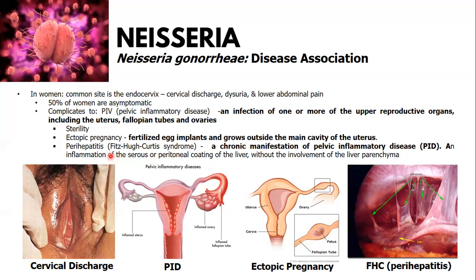Perihepatitis is also another chronic manifestation of pelvic inflammatory disease. This is also known as the Fitz-Hugh-Curtis syndrome. This is an inflammation of the serous or peritoneal coating of the liver, as you can see in this picture, but without the involvement of the liver tissue.